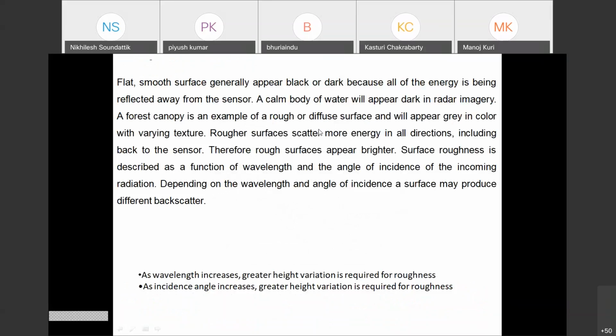So this is what is explained here. A flat smooth surface generally appears black or dark because all energy is reflected away from the sensor. A calm water body will appear dark in the radar imagery. A forest canopy is an example of a rough or diffuse surface and will appear gray in color with varying texture. Rougher surfaces scatter more energy in all directions, including back to the sensor. Therefore, rough surfaces appear brighter. Surface roughness is described as a function of this, which we have already discussed.